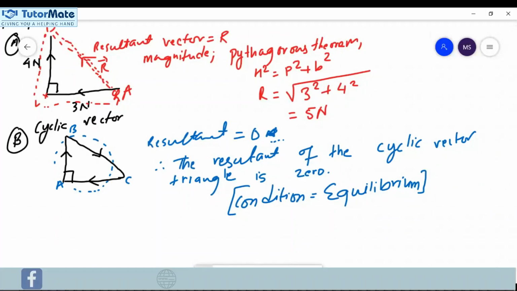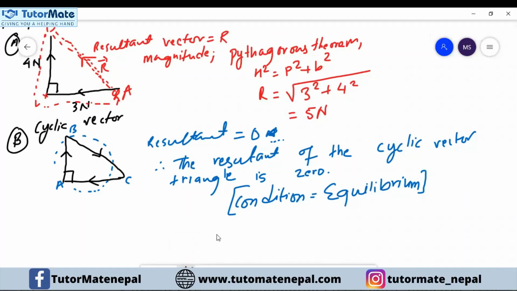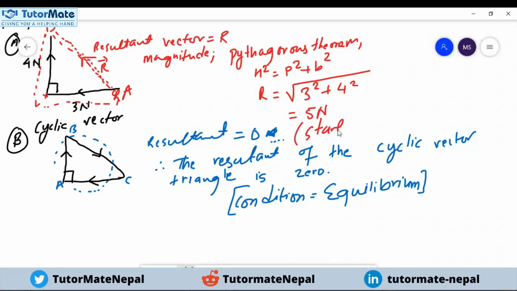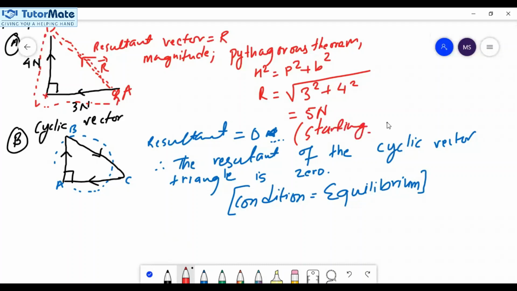Yes, this is the case. The resultant is 0 when the starting point equals the ending point.